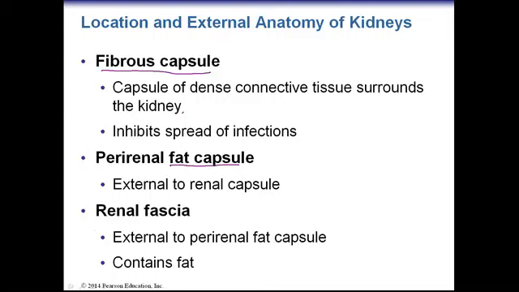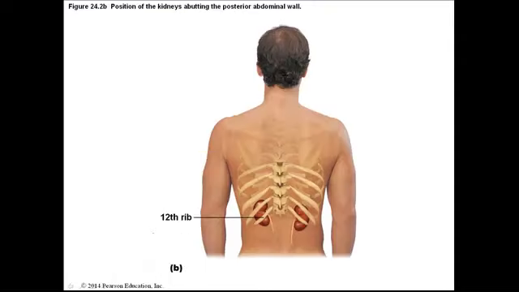The renal fascia is external to the perirenal fat capsule, and that also contains fat. So the kidneys need quite a bit of protection.